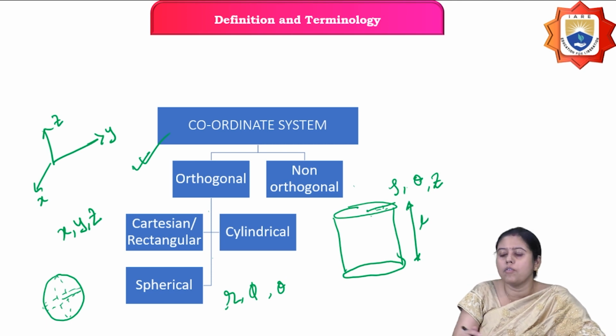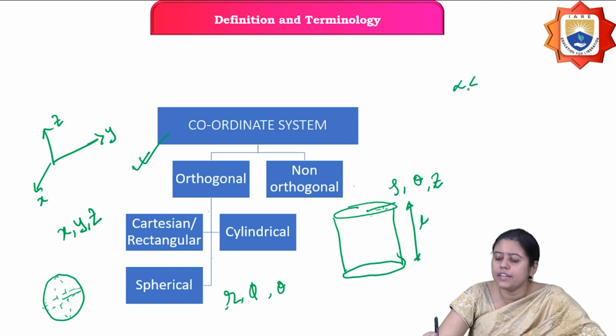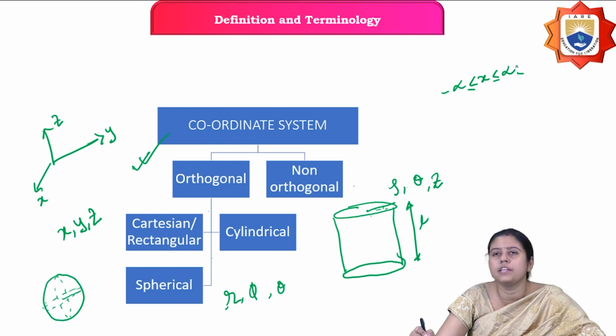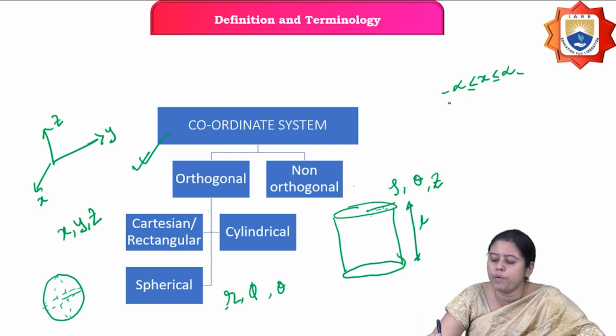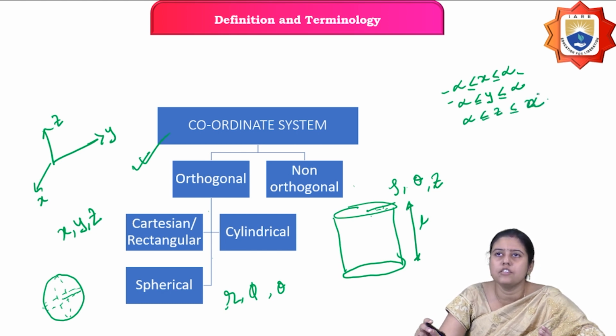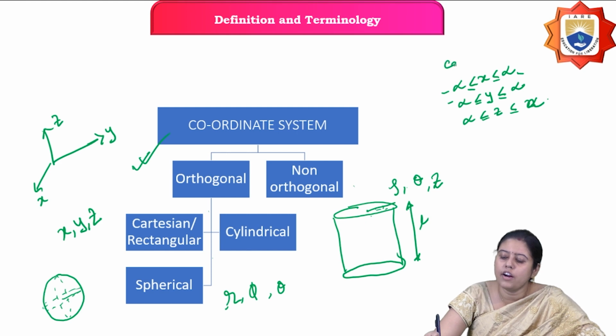For the Cartesian coordinate, x varies from minus infinity to plus infinity. y is also minus infinity to plus infinity. z is also minus infinity to plus infinity. This is for the rectangular or Cartesian.